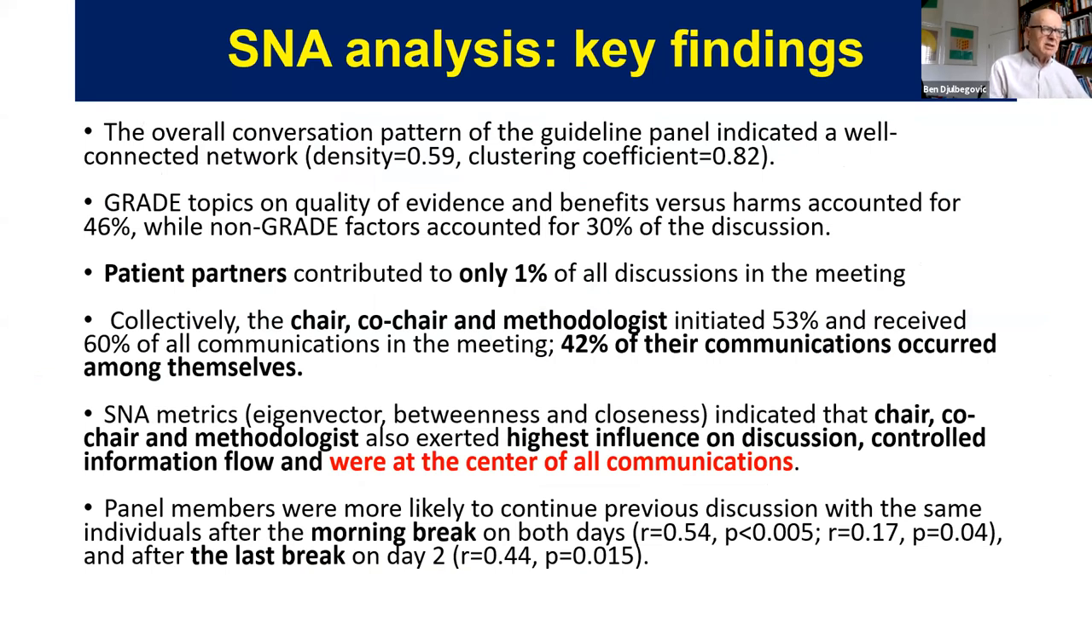So let me summarize the qualitative social network analysis results that I just presented. Overall, the conversation pattern indicated a very dense, well-connected network. When we say dense network, that means similar discussion can be expected whether one or two people are left out of the discussion or not. People are very well connected. Everybody could reach everyone within a so-called distance of two, including the patient representative as well as the people who dominated most discussion. GRADE topics on quality of evidence, benefits and harms accounted for 46% of all discussion.